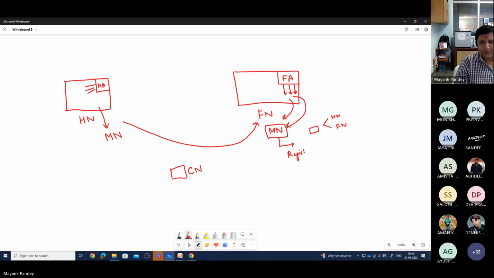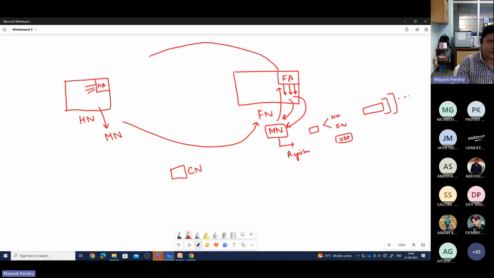It's a UDP packet. So the outermost is UDP. Then there is a mobile IP registration message, which is encapsulated by UDP, which is encapsulated by IP. And then this registration message will be forwarded to the foreign agent. The foreign agent will forward this registration message to the home agent.